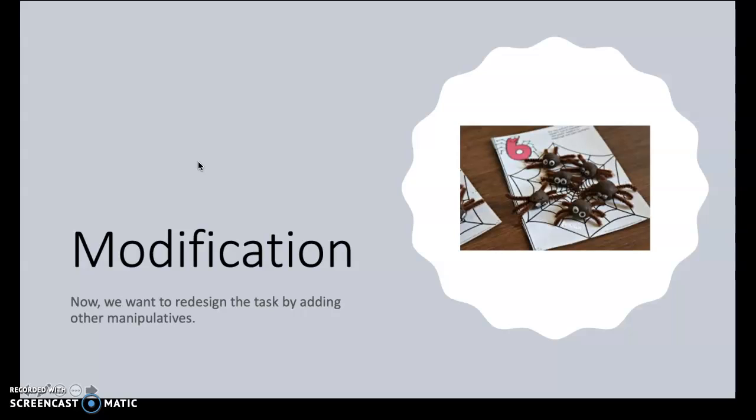Modification, now that we want to redesign the task by adding other manipulatives. So now, instead of just making these numbers with Play-Doh, now they are making objects with the Play-Doh. They've added legs and eyes, so now they have 6 spiders instead of just making the number 6.